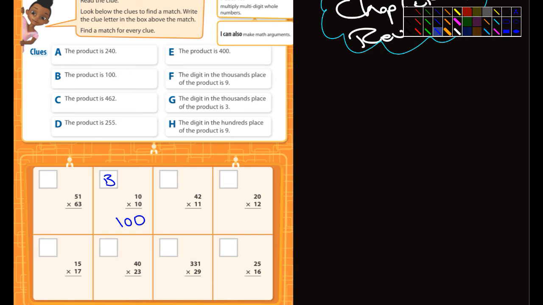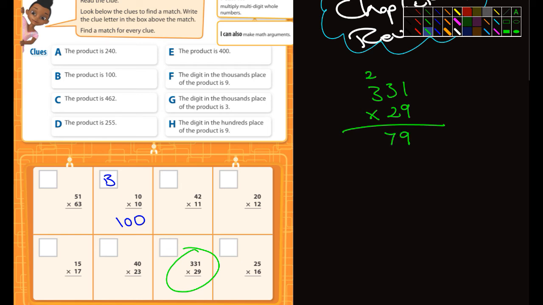Let me do one that's a little bit harder. I think you guys would appreciate that. So I'm looking at this one right here. This is 331, and it's being multiplied by 29. Two numbers. We have not done very many of these, so let's just take a look. So 9 times 1 is 9. That's easy enough. 9 times 3 is 27. Put down the 7, carry the 2. 9 times 3 again is 27. Plus 2 more is what?